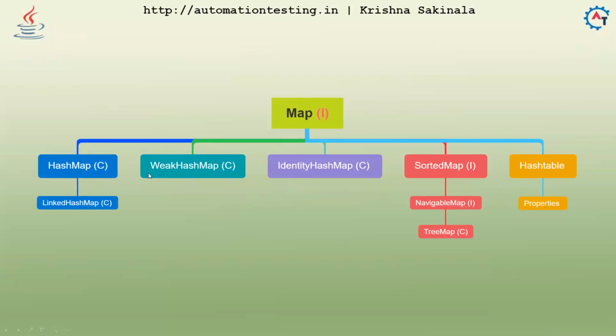Under the map, you have many other maps: HashMap, LinkedHashMap, WeakHashMap, IdentityHashMap, SortedMap, Hashtable, Properties, NavigableMap, TreeMap. These all come under the Map interface. So Map is the root of all these things, and we'll talk about this Map in this video.